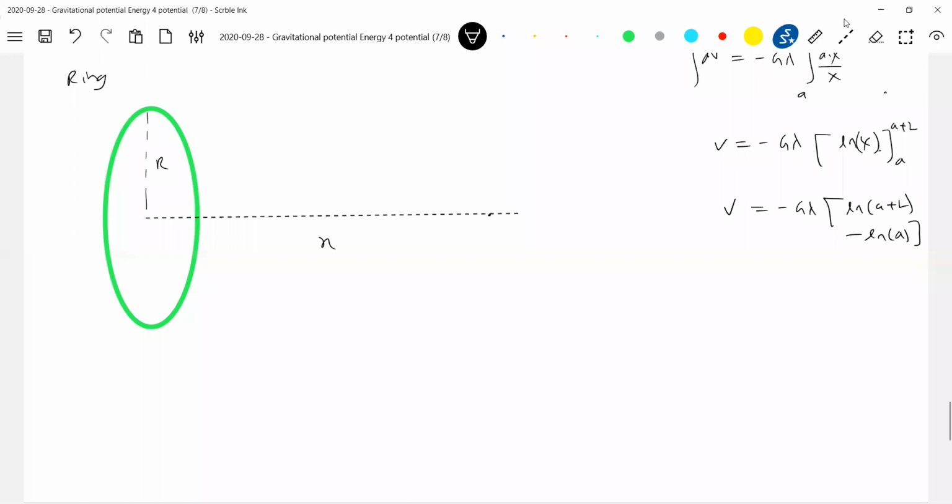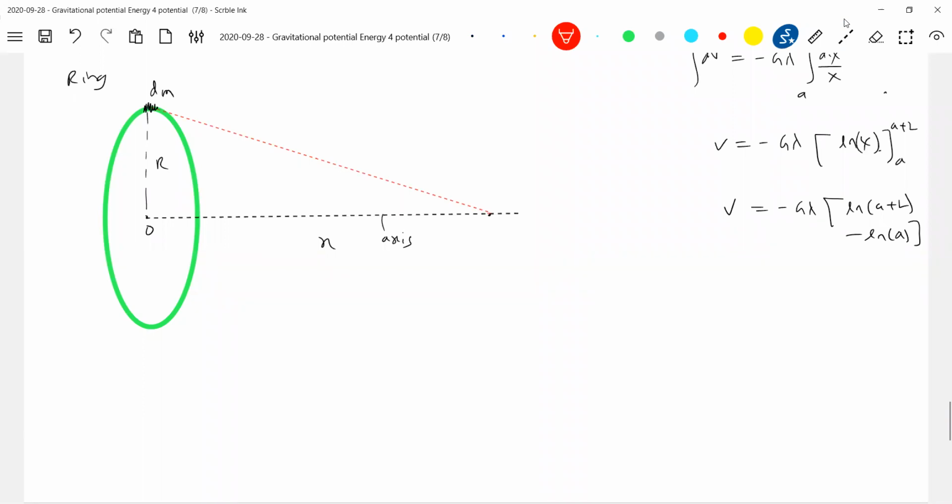On the axis we have to determine the potential. So as such, we don't have any formula. So shall I assume that a ring is made up of point masses? Okay, let it be dm. First we'll calculate what is the potential on the axis due to this point mass.